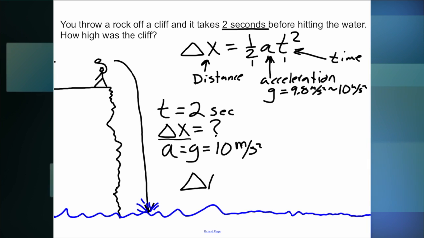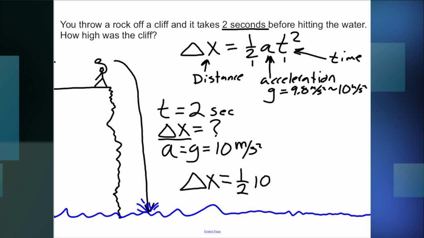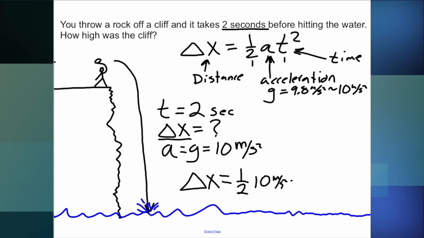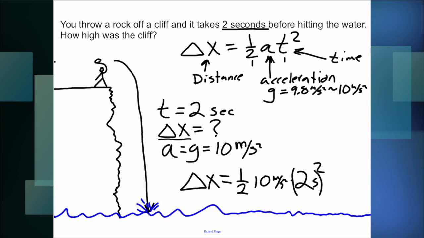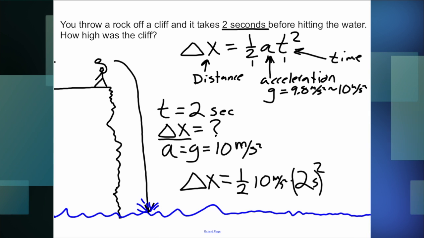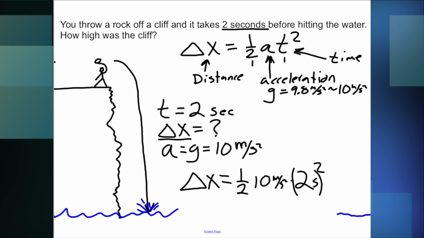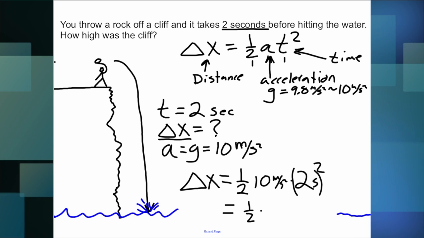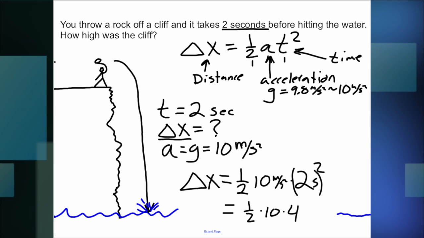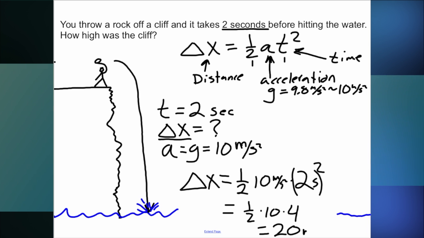Delta x equals 1/2 times 10 meters per second squared times 2 seconds squared. All right, so remember that's 2 seconds squared. And that's going to leave us with 1/2 times 10 times 4. And that leaves us with 20 meters.